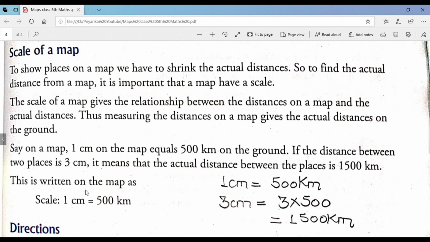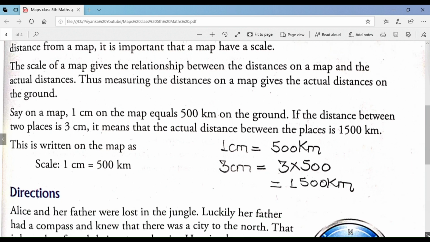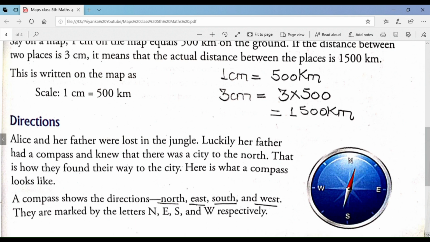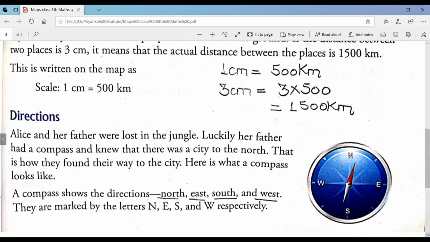Okay, so this is written on the map as, तो मैप के ऊपर स्केल कैसे शो होगी? 1 centimeter is equals to 500 kilometer, whereas 3 centimeter is equals to 1500 kilometer. Okay, so this was all about the scale of the map. Now let us move on to the last topic.